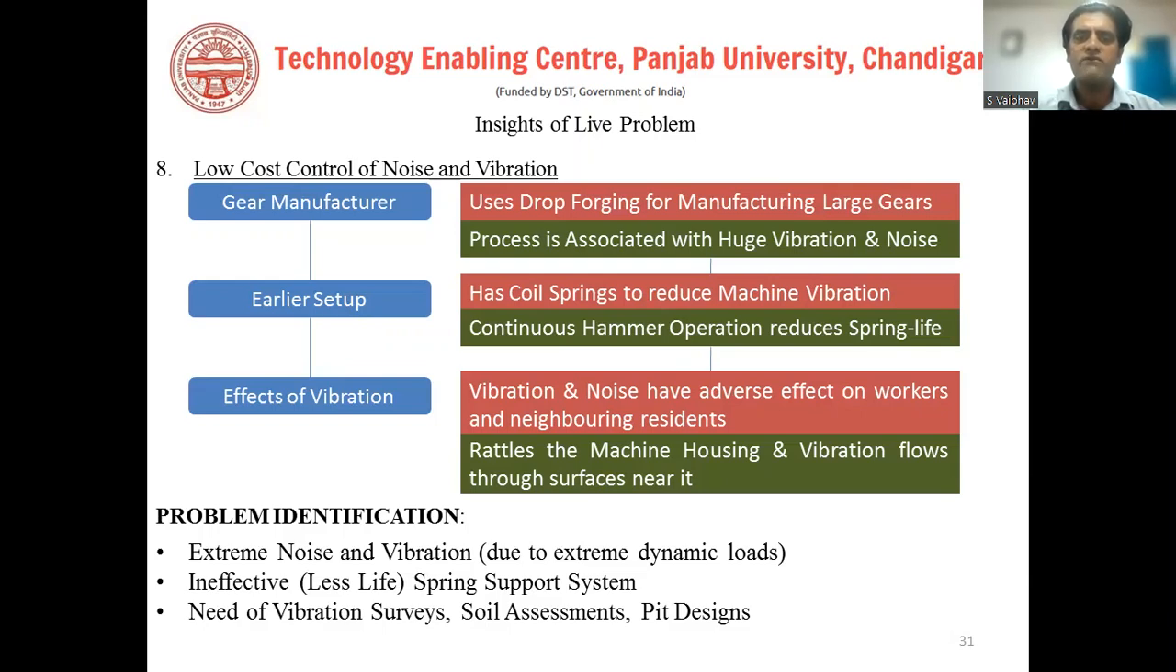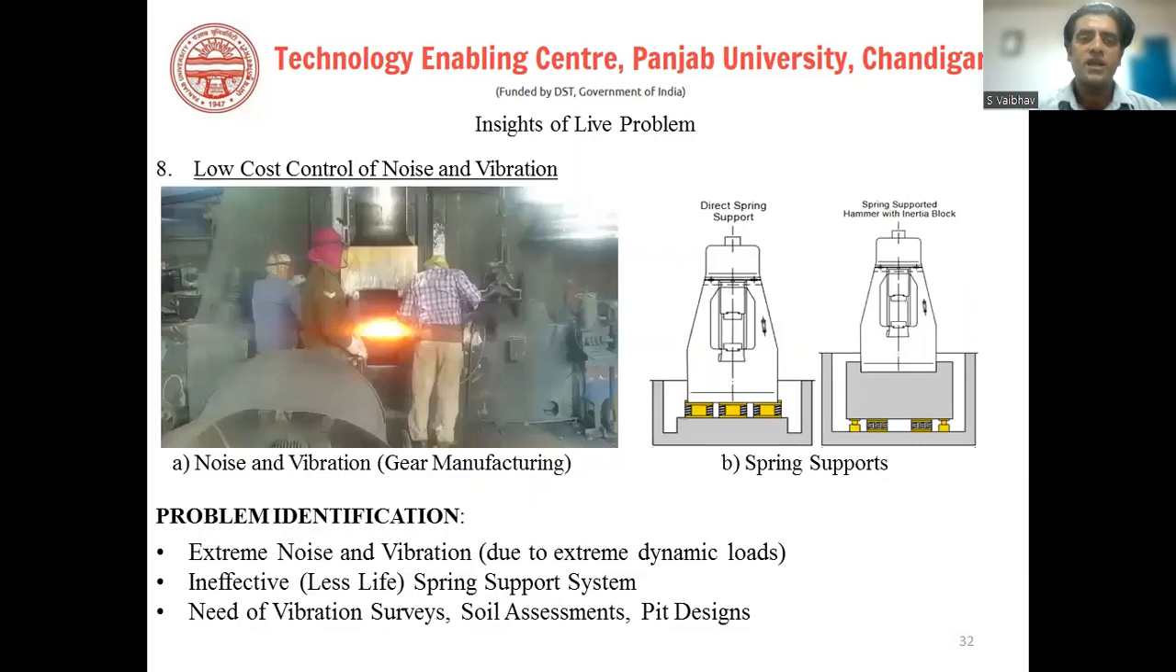The earlier setup has some coil springs that reduce the machine vibration, but with the continuous hammer operation, it reduces the spring life. The effect of vibration could be seen as an adverse effect on workers and the neighboring residents. So there is a need for vibration surveys, soil assessments, and pit designs. As seen from the image, it is an image of the draw forging process in which a huge amount of vibration is created. And the second image shows the spring support systems.